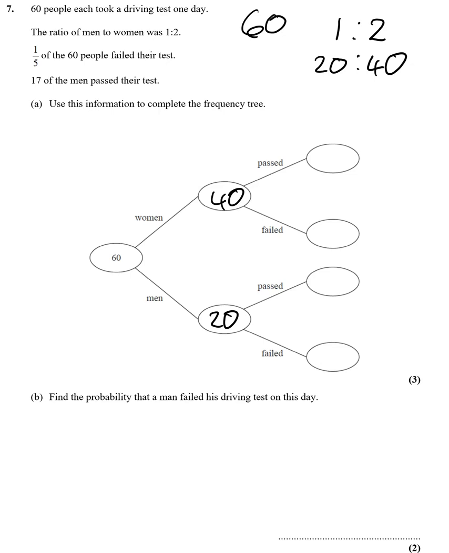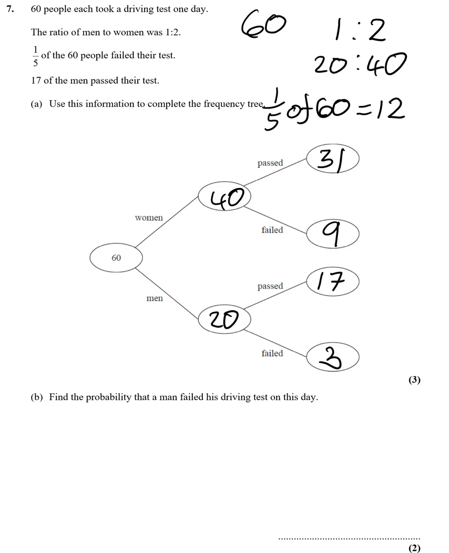Now, 17 of the men passed their test. A fifth of the people failed their test, a fifth of the 60. So we need to work out a fifth of 60. Well, a fifth of 60 is 60 divided by 5, which is 12. Right, we've got 2 boxes for that. But we can put 3 in there because those 2 have to add up to 20, which means that must be 9, which means that is 31.